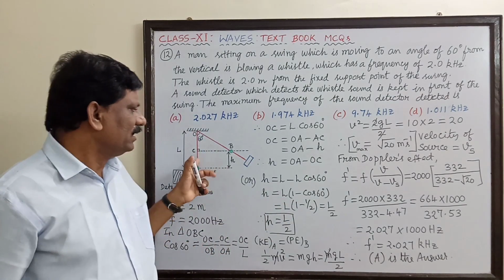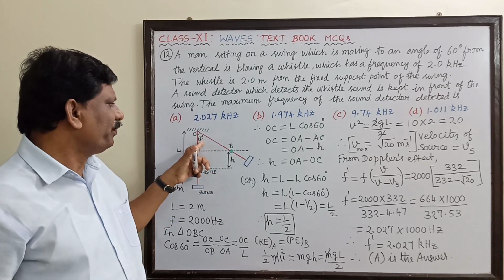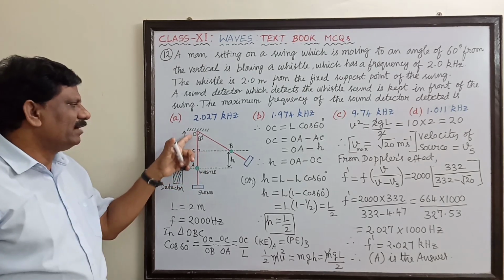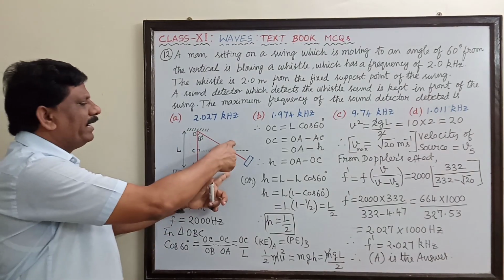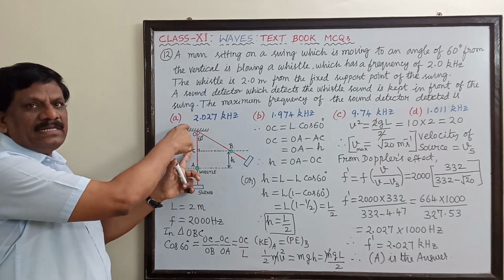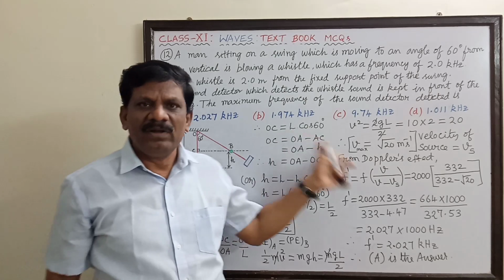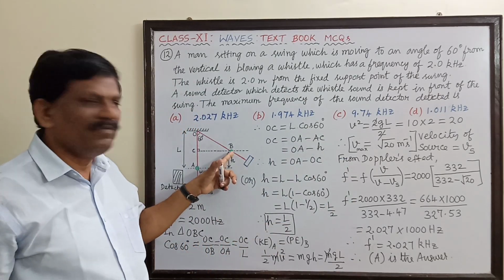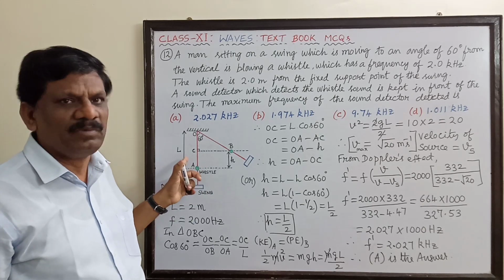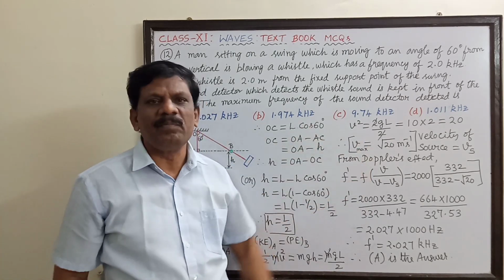First, in the right angle triangle, we found the cos of 60 and then found this length OC. Then the remaining height is equal to OA minus OC. We substituted and again we involved the law of conservation of energy. What for? To find the velocity with which the vessel is approaching towards the mean position. That is the maximum velocity. Then afterwards we are using the Doppler effect.